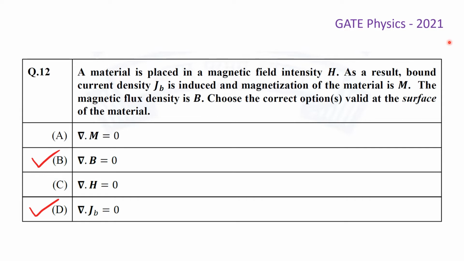According to our solution, option B and option D, that is divergence of B equals 0 and divergence of J B equals 0, are the correct options for this question.